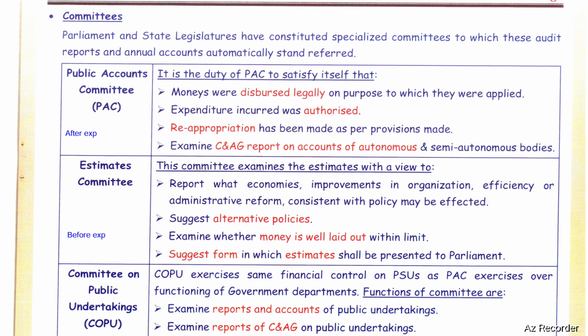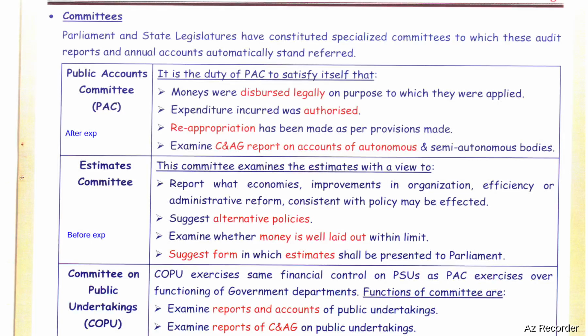First committee is Public Accounts Committee, PAC. This is done after expenditure. After incurring of expenditure, this audit will be done by Public Accounts Committee. It is the duty of Public Accounts Committee to satisfy itself that monies were disbursed legally on purpose to which they were applied, expenditure incurred was authorized, reappropriation has been made as per the provisions made, and examine CAG report on accounts of autonomous and semi-autonomous bodies.